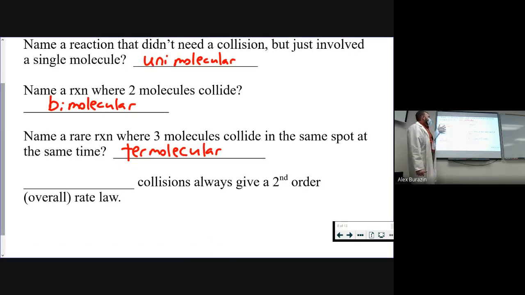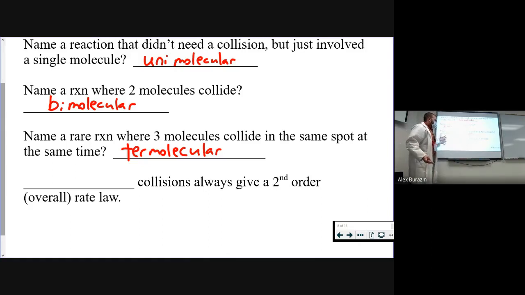So these are the different types of collisions that can occur. All right. If it's unimolecular, that means one molecule is just breaking apart, right? Nothing collided with anything. One molecule breaks in half. Decomposition, basically. If two molecules smack into one another, that's called bimolecular. And if three molecules smack into each other, it's called termolecular.